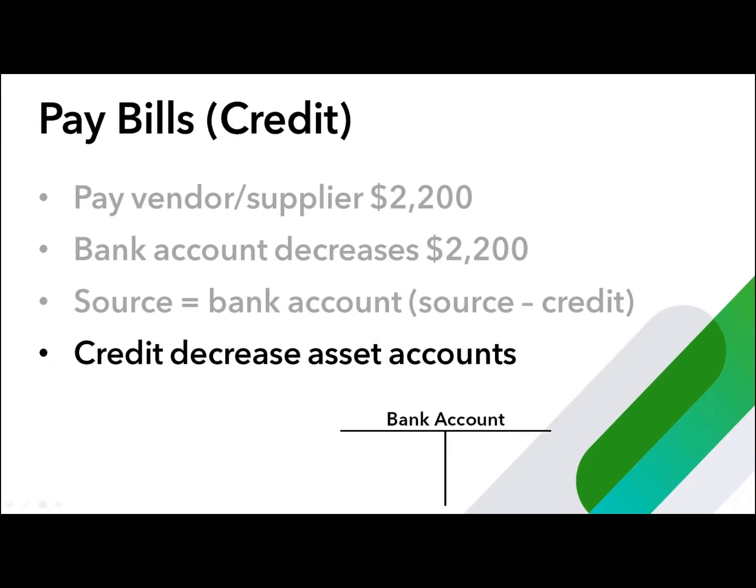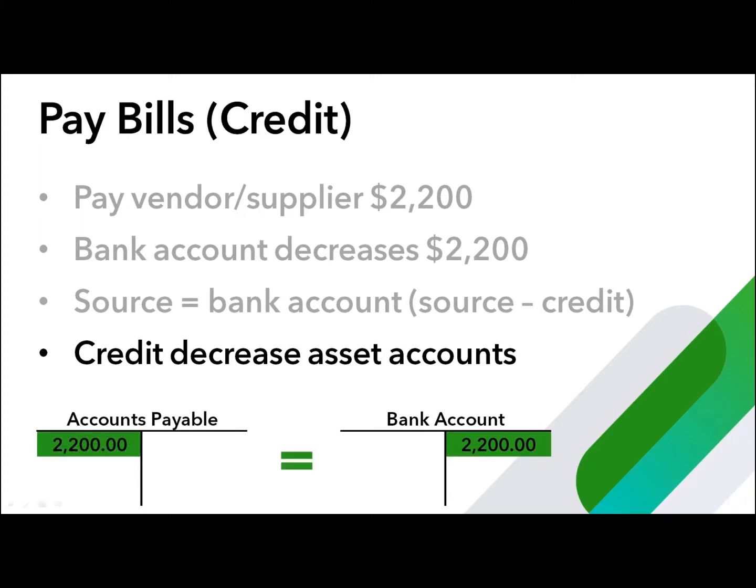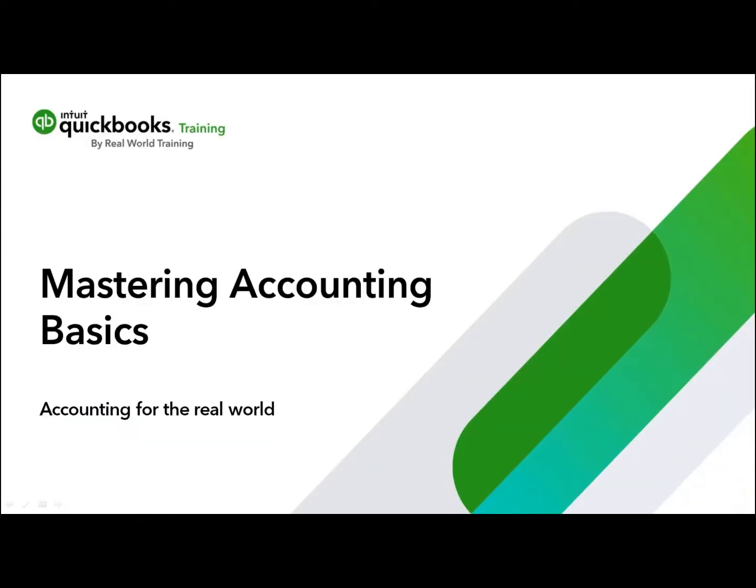Draw a T to represent your bank account. Remember, you credit an asset to decrease the balance. Enter the amount on the right side. Now let's bring back the other side of the transaction. The accounting is correct. Debits equal credits. You learn how QuickBooks handles this transaction in the next topic.